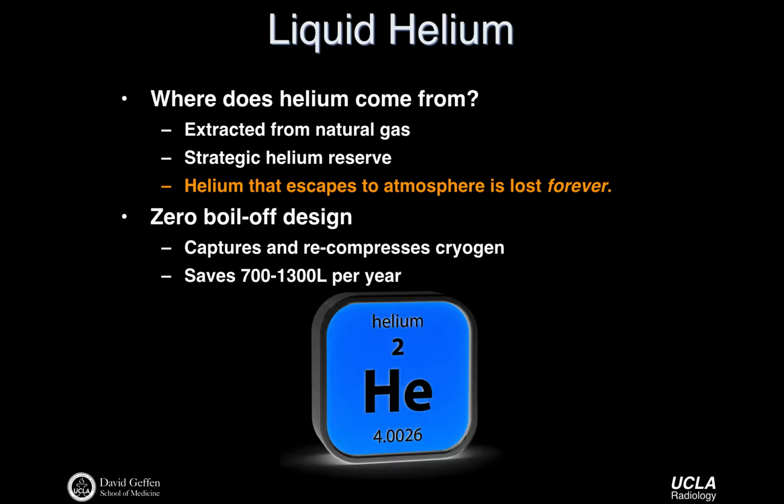Right? It just goes up and then it's gone, right? And so it is something that we can exhaust. We don't know how to make it, and we only know so many places to find it, and that in part underlies the importance of having a helium reserve, and perhaps the importance of these so-called zero boil-off designs, which again capture and recompress any cryogen that's boiling off. And so for the newer systems, that's saving hundreds or even thousands of liters of helium being boiled off each year. So environmentally good and strategically good.